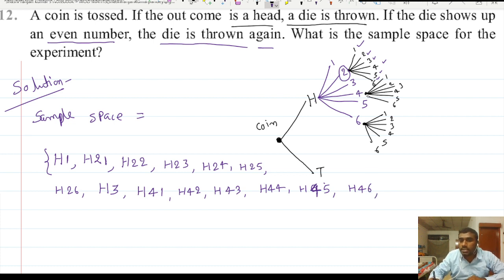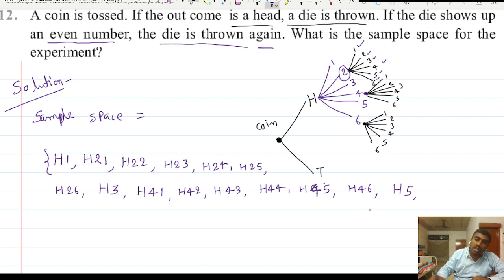So all 6 cases we have counted with this 4. What happens if the coin shows head and your die shows 5? Nothing to do, because 5 is not an even number. You are throwing the die only when you are getting an even number here on the second die throw.